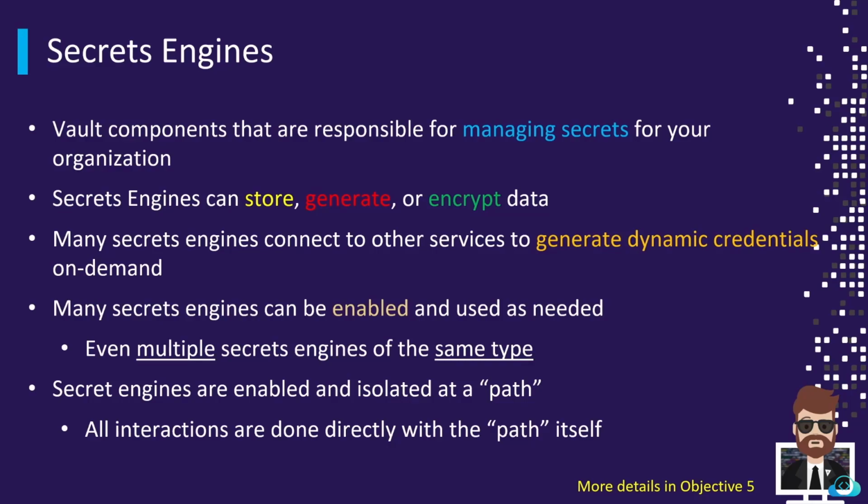So Vault obviously needs to make that connectivity between Vault and that backend platform. Many secrets engines can be enabled and used as needed. You can even enable multiple secrets engines of the same type. So if you enable the KV store, you can enable 20 different KV stores as long as the path name is different. And talking about path, all secrets engines and really everything else, auth methods, audit devices, and all that stuff, they are enabled and isolated at a path. And all interactions are done directly with that path itself. And we'll go into more on that in a future section.